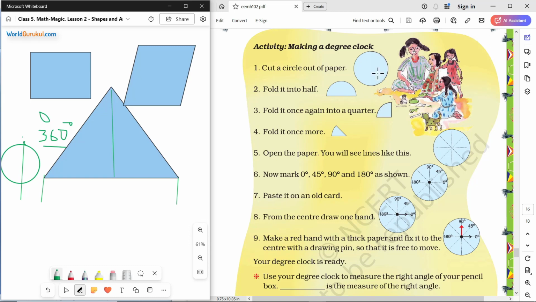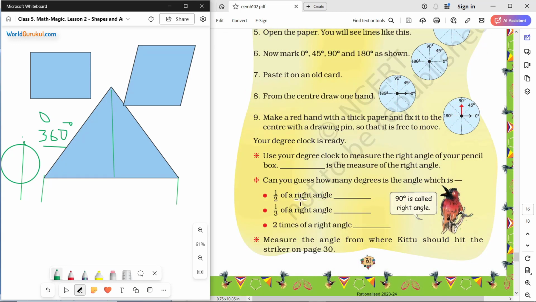You cut a circle, fold it in half, fold it again into a quarter, fold it one more time. When you open it, you will have these folding impressions and you mark them with the degrees. And in fact, at the center you can make a hole and put some strips as hour and minute hands, join them together with a pin or so, and you can make a clock look-alike, and you can play with these angles. You can test, you can play with your friends.